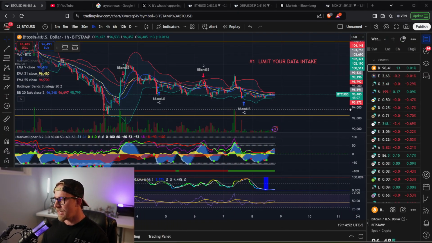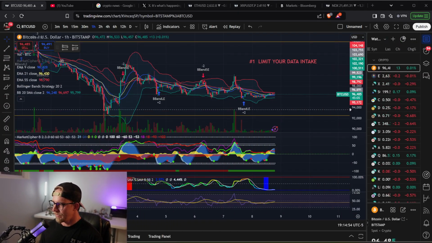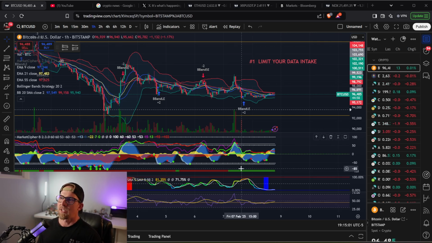Now, the first strategy I want to talk about is limit your data intake. What do I mean by that? Well, just observe this chart for a couple seconds here and you will find exactly what I'm talking about.